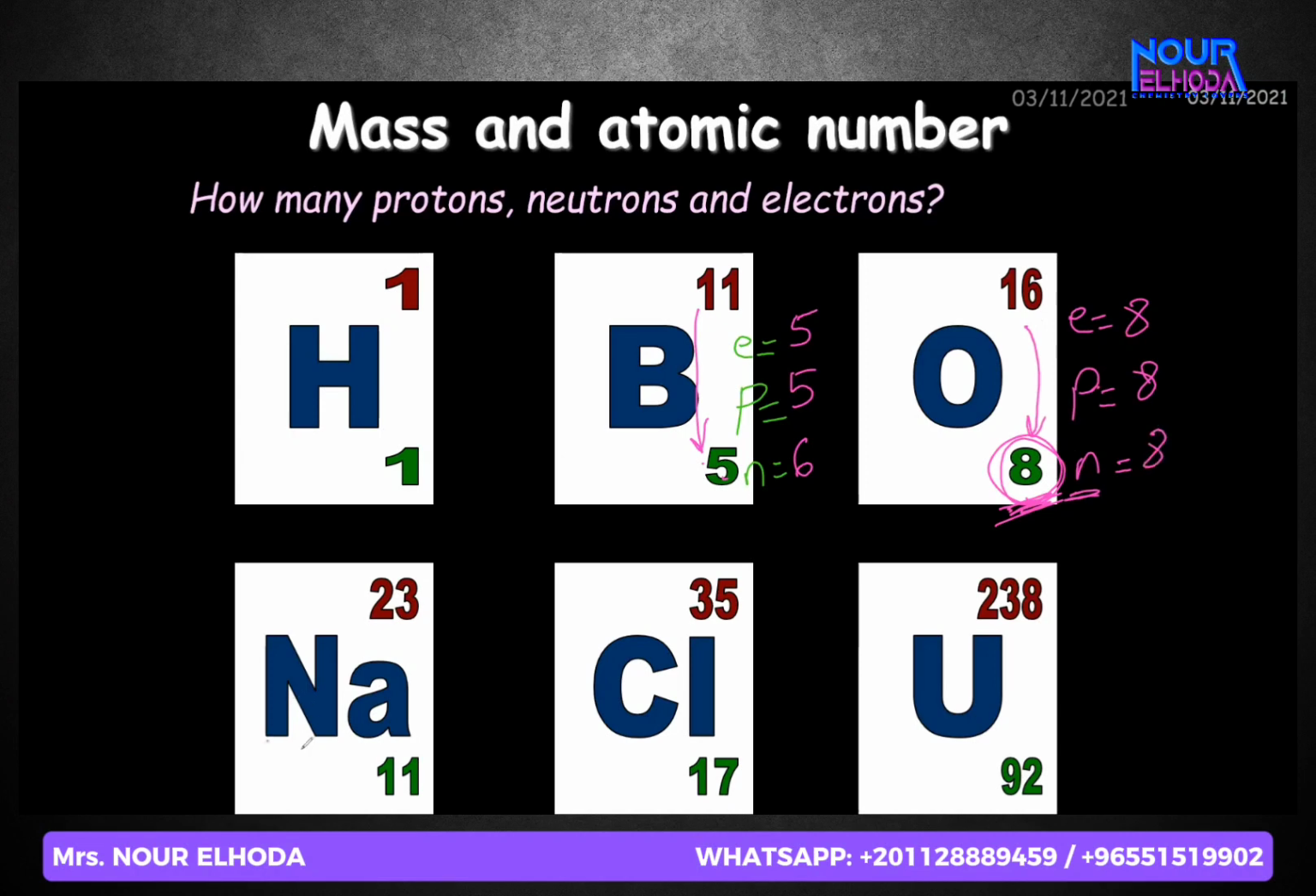What about sodium? How to get sodium? Let's do it. How many electrons? How many protons? How many neutrons? Yes, sure. There are 11 electrons. Good job. And 11 protons. Good job.